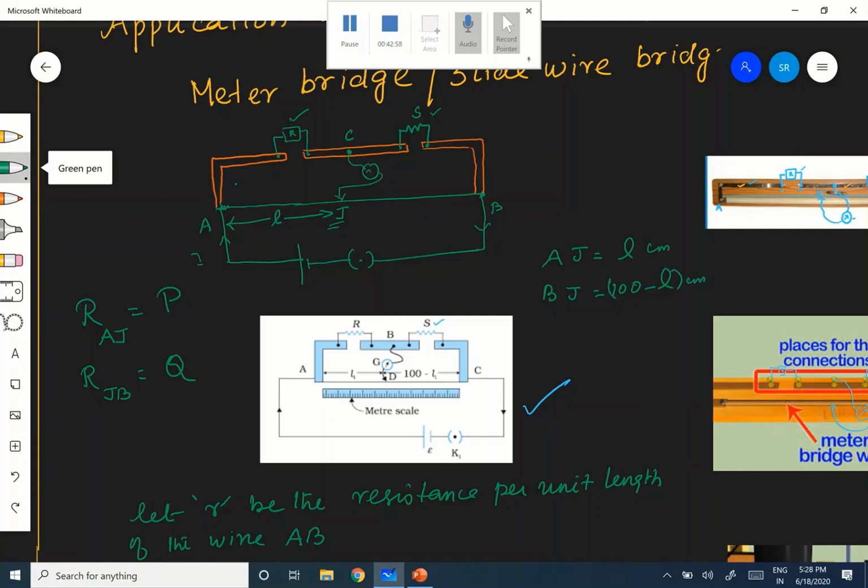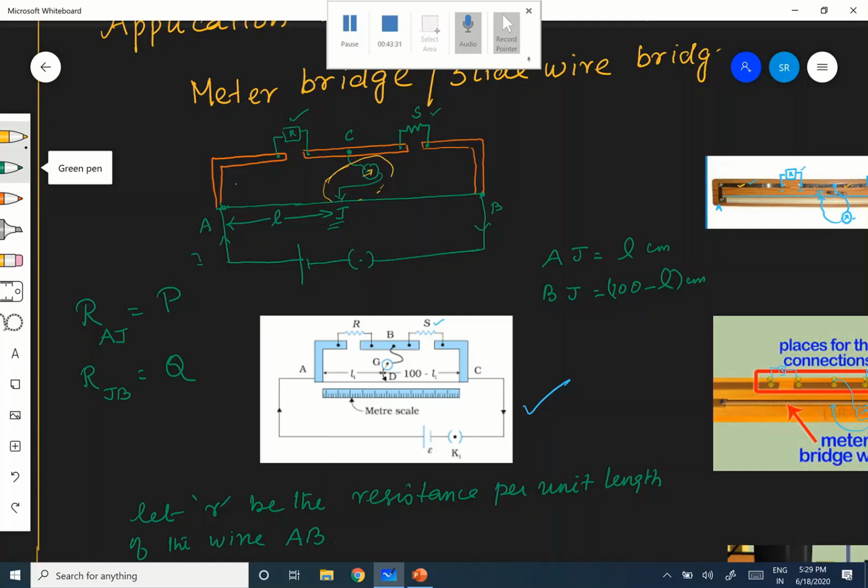Now you tell me, once you are sliding this jockey throughout the wire, here you can readily see the reading in the galvanometer also. By seeing that, you are sliding the jockey on the wire AB, and when you get zero deflection in the galvanometer, immediately you have to stop there.